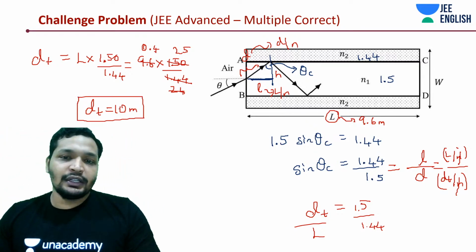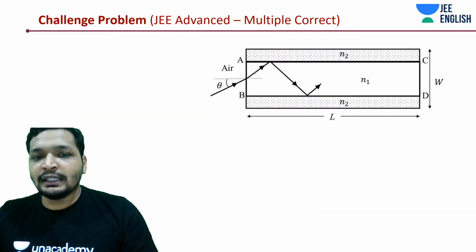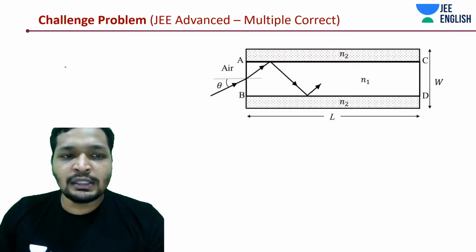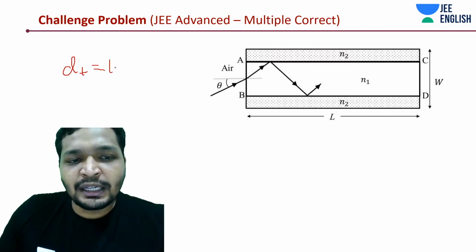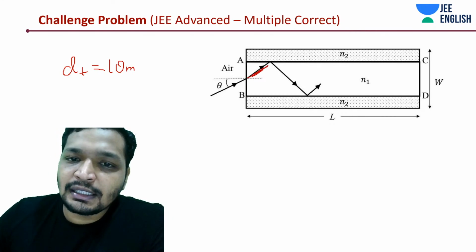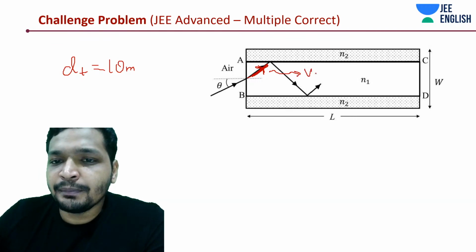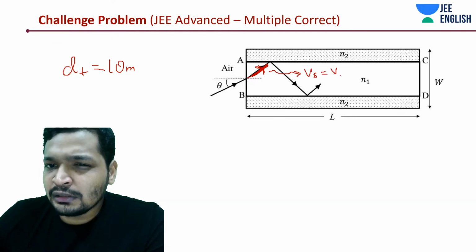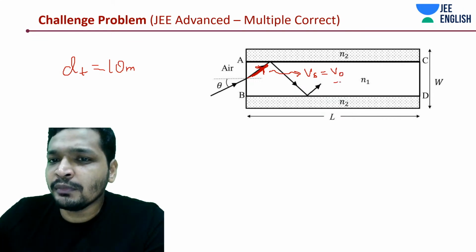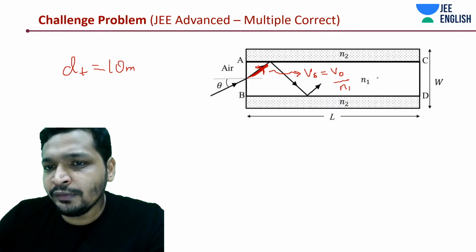Good, really good. And one more thing, students, what is the speed of light in this? So the total distance we know is 10 meters. Now let's come to the point, what is the speed of light inside this medium? The speed, really good, Rohit. Normal speed in vacuum divided by n1. How much is this in this case? 1.5.